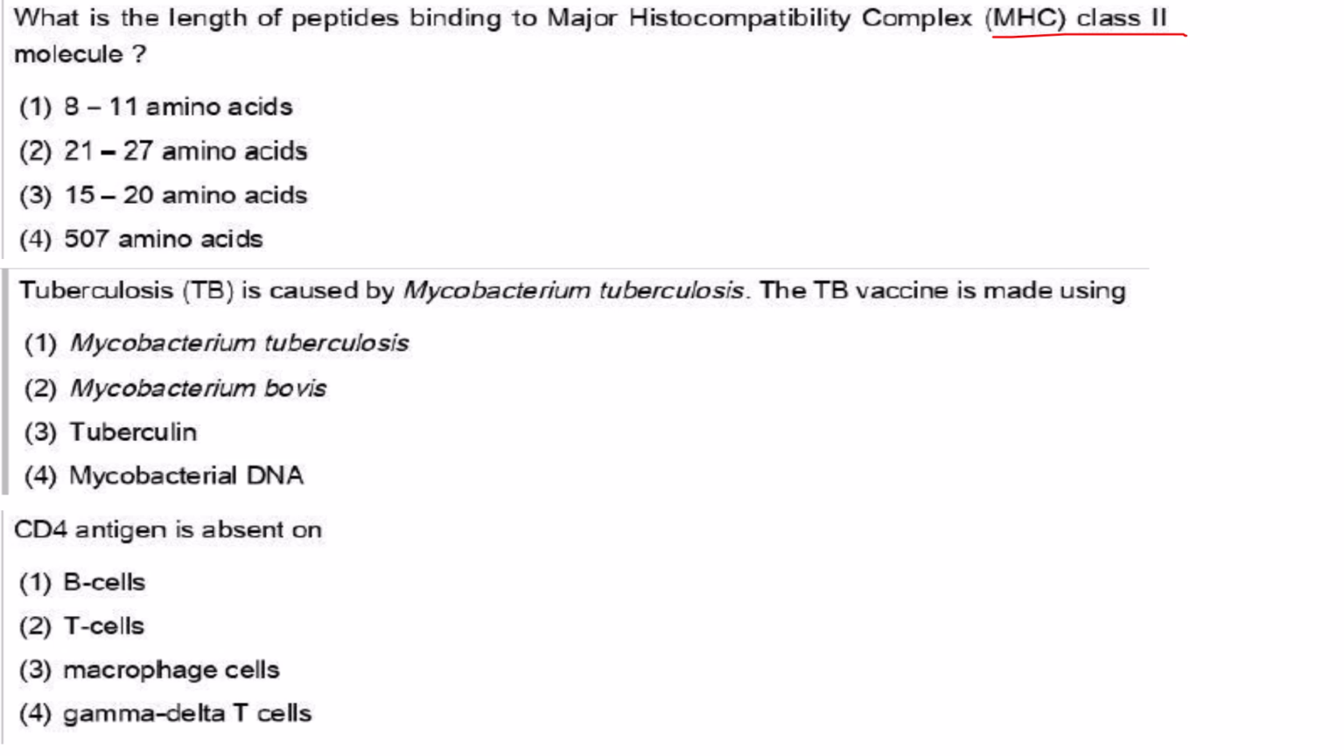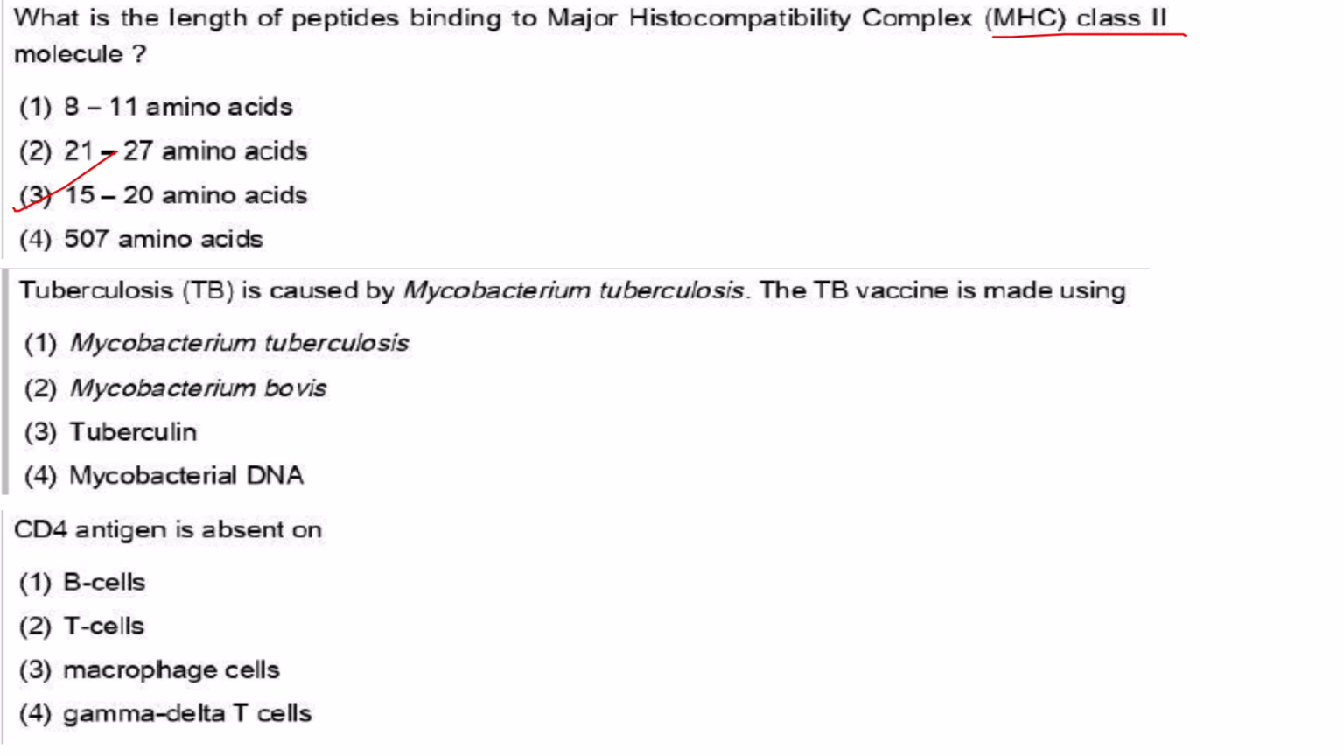Then what is the length of peptides binding to major histocompatibility complex class 2 molecule? 8 to 11 amino acids is for class 1 MHC molecules. 21 to 27 is not MHC class 2. 15 to 20 amino acids, yes, that is MHC class 2. And these MHC class 2 peptides will be processed and presented to CD4 positive T cells on antigen presenting cells.